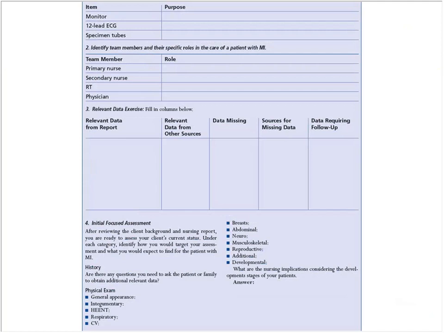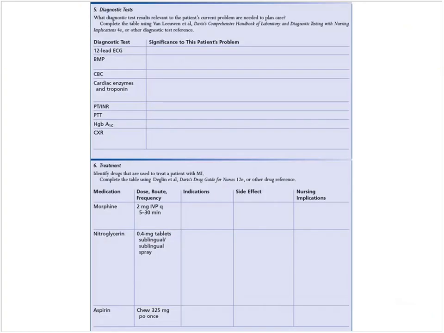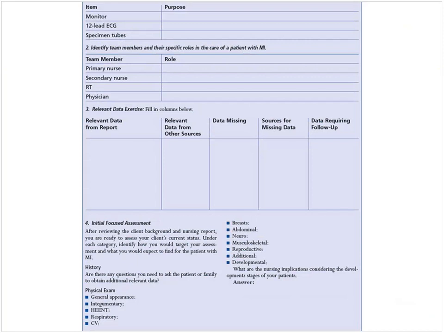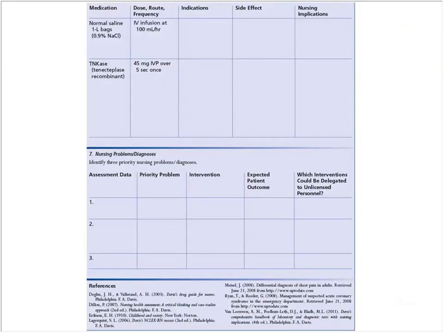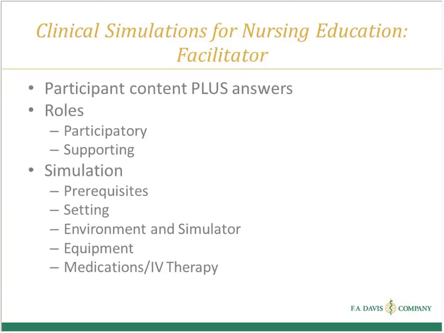So here's an example of a couple of pages of the student prep assignments. You'll see this happens to start with number 2, identify the team members and what their roles are in the care of the patient. So we ask students to fill these out, and you can use these as a way to check on a student's readiness to participate in a simulation, and you can use it actually as a sort of passport to the simulation. I have had instructors tell me that if they don't see these filled out, students aren't allowed to participate.